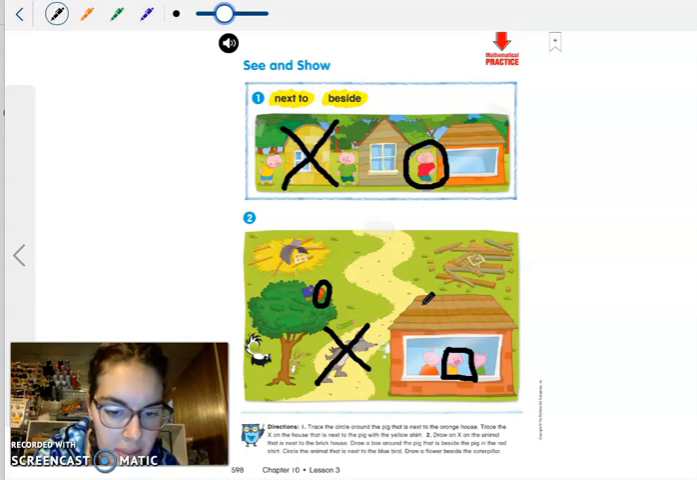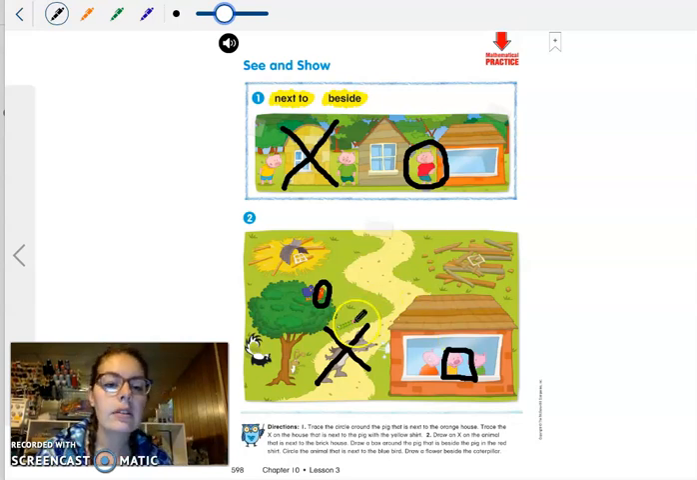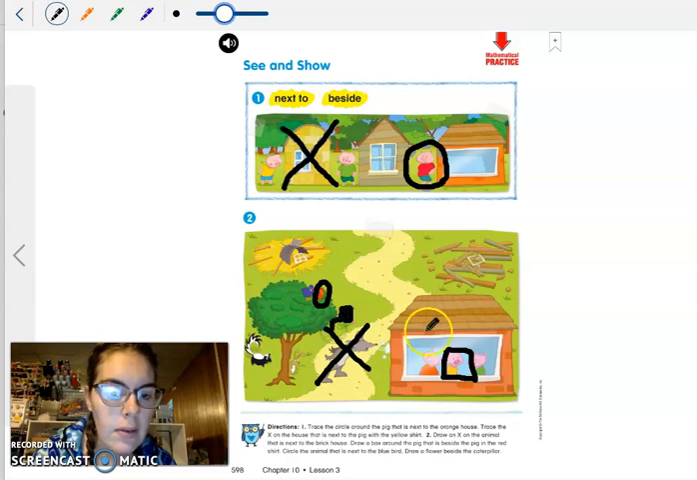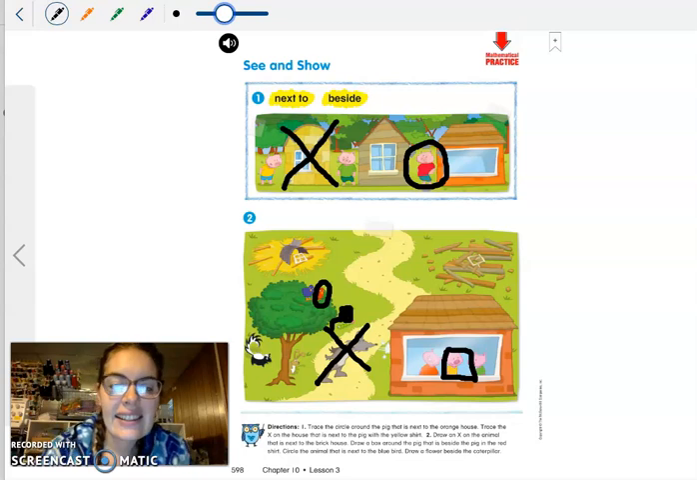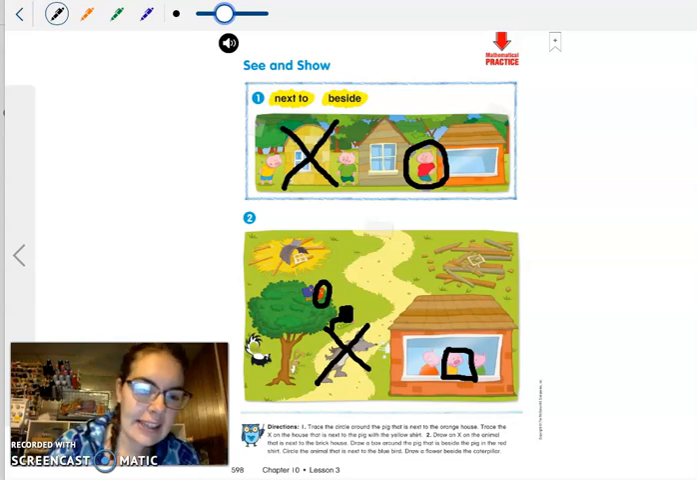All right, and then last but certainly not least, we are going to draw a flower beside the caterpillar. So here's our caterpillar. So remember, beside is right next to it. Let's draw a little flower. Your flower will probably look better than mine, but that's okay. All right. So I'll give you a second if you didn't get to follow along.